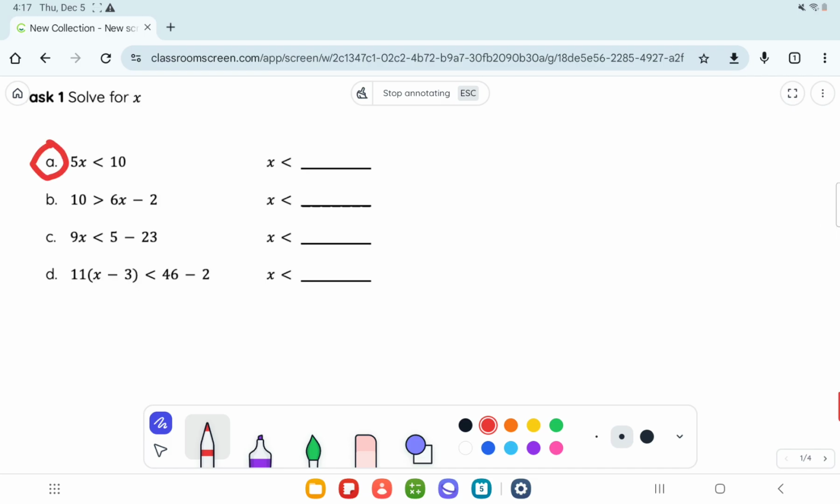So I'm going to do A as an example, and then I'll give you some hints for B, C, and D. So for A, again, we're going to pretend we are just given our regular inequality. We're going to treat it like we would an equation. We normally would try to keep our equation balanced and do anything we do to one side of the equation, we would have to do to the other. Same thing with inequalities. So in order to solve for x for this inequality, we would have to divide both sides by 5.